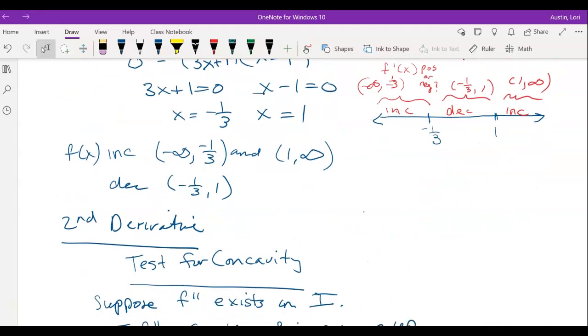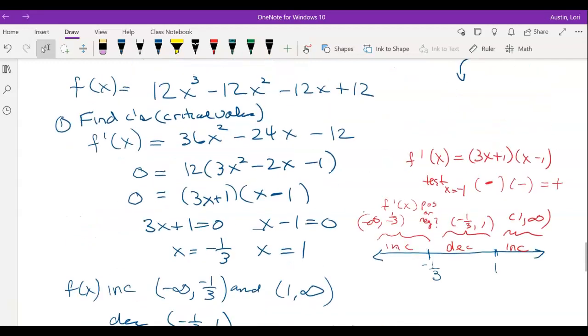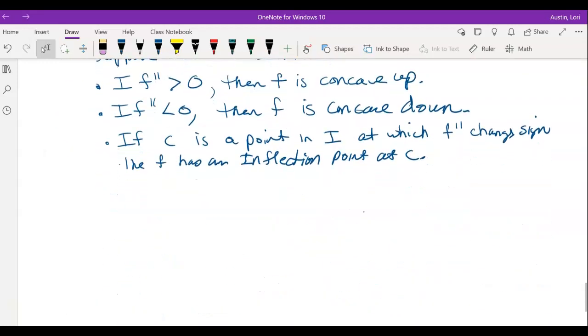So let me write down what we did so far in our function. Okay, let me rewrite it. Our original function was that 12 craziness. So this was our original function. It was 12x cubed.